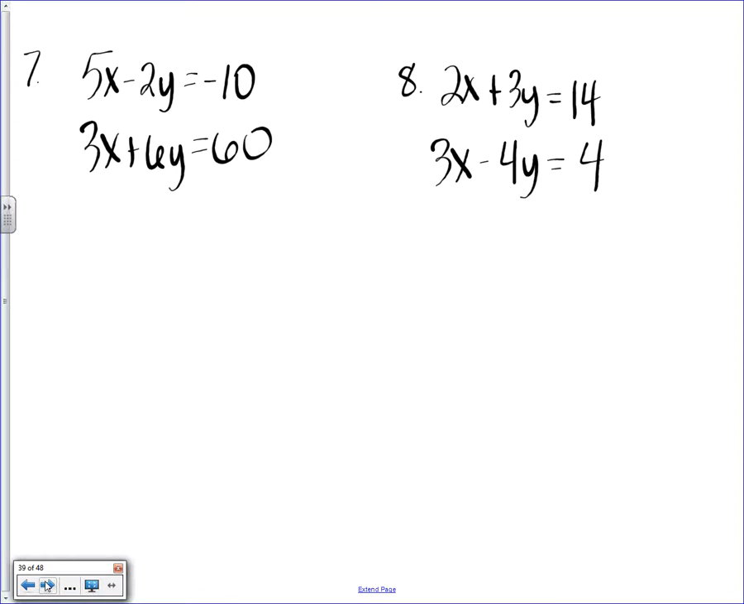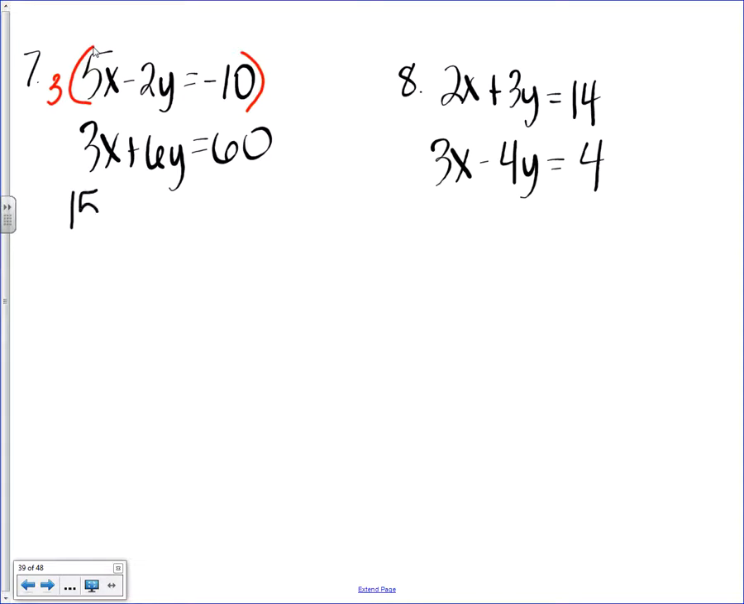As you look at number 7, are they in the correct order? They are. As you look at number 7, do they already have additive inverses? They do not. So you're going to need to make the decision to either cancel out the x's or the y's. Now, one of them is actually easier in this problem. Should I cancel out the x's or the y's here? The y's, because all I need to do with the y's is multiply that top equation by what? By 3.